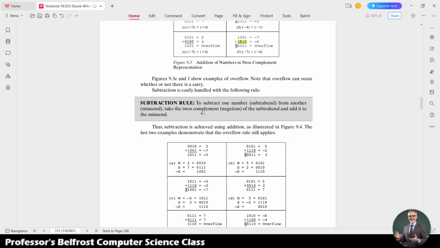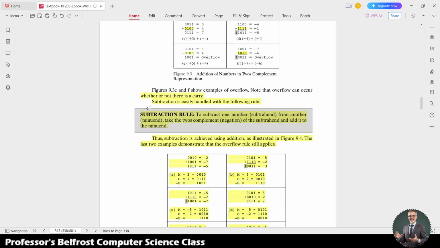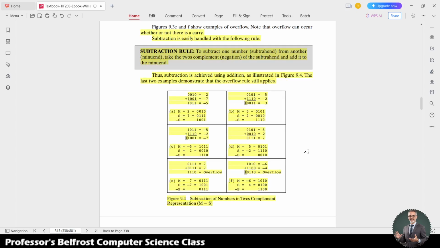Also for subtraction, there's a subtraction rule that you need to pay attention to. To subtract one number, the subtrahend, from another, the minuend, take the two's complement negation of the subtrahend and add it to the minuend. Actually, we have covered it, right? But what I want to emphasize is when we come to the overflow situation.